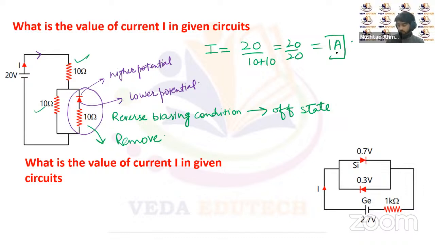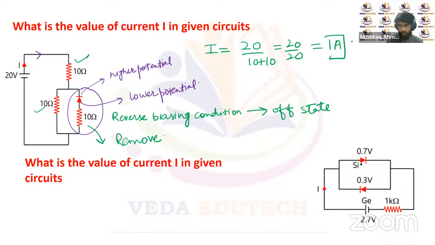Now, let's look at another question. In this question, you can see we have two diodes here. One is a silicon diode, another is a germanium diode. The barrier potential for both the diodes is given. For the silicon, the barrier potential is 0.7 volt, and for germanium, it's 0.3 volt. Now there is some current flowing through this circuit. We have to calculate the value of this current. Now you can see here.